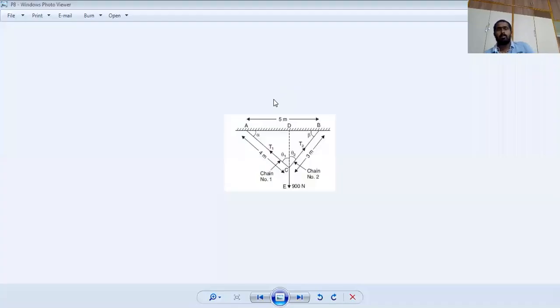So this is the problem. A weight of 900 newtons is supported by two chains having lengths 4 meters and 3 meters. Here he has given a length of 5 meters. Here he did not give any angles. So what is the first step?